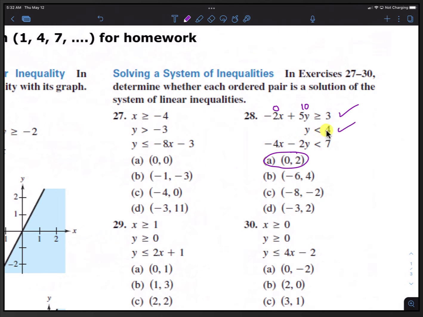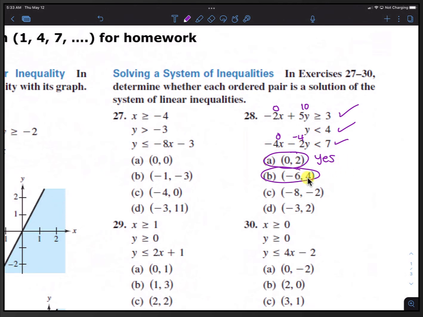That works. And then negative 4 times 0 is 0. Negative 2 times 2 is negative 4. So that's 0 minus 4 is negative 4, which is less than 7. So that works. So 0, 2 is a solution. Yes. All right, let's go to the next point.